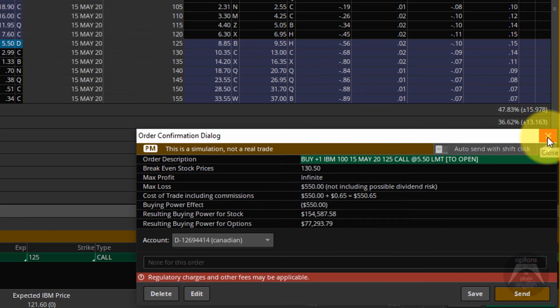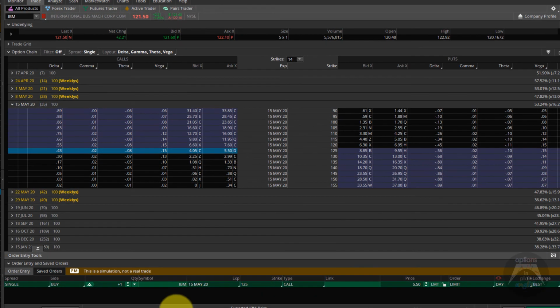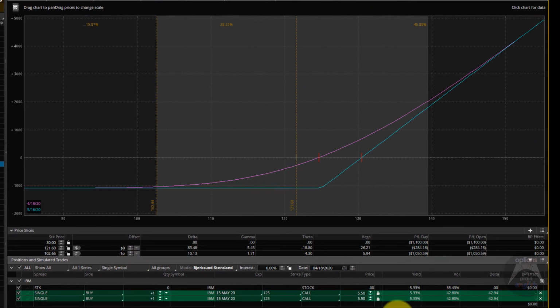Now, what I'm going to do is I'm going to simulate this and I'm going to analyze it. And thinkorswim has a tool called the Analyze tab. That's what I'm going to be doing here. I'm going to be analyzing this trade in the Analyze tab.